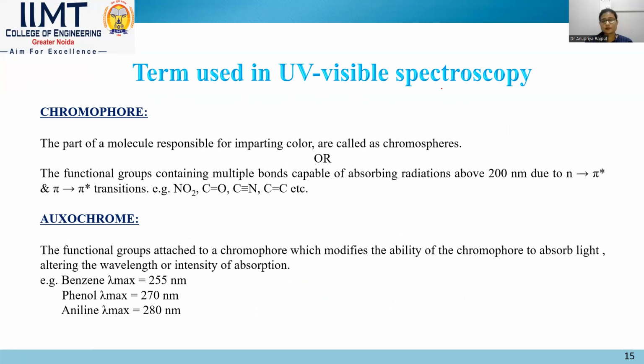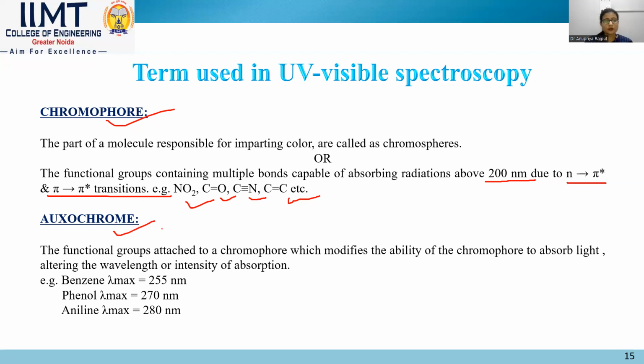Now the terms used in UV-visible spectroscopy. There are specific terms in use in UV-visible spectroscopy. First is chromophore. It is a functional group that absorbs UV radiation and imparts color. Another definition: a functional group containing multiple bonds capable of absorbing radiation above 200 nanometer due to non-bonding and pi to pi star transitions. For example, nitro, carbonyl, and cyano groups are examples of chromophores.